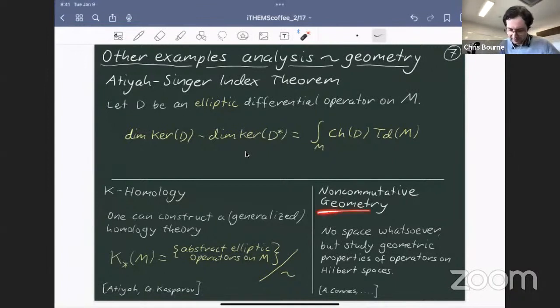And lastly, non-commutative geometry builds up on this slightly more, where there's now not even a space at all, but we're instead just using methods from geometry or topology to study certain operators on Hilbert spaces. And this also turns out to be a useful way of trying to understand these various properties.